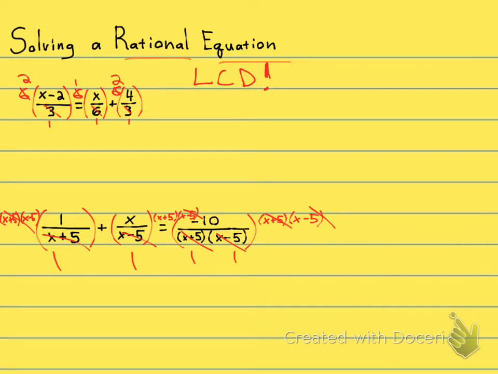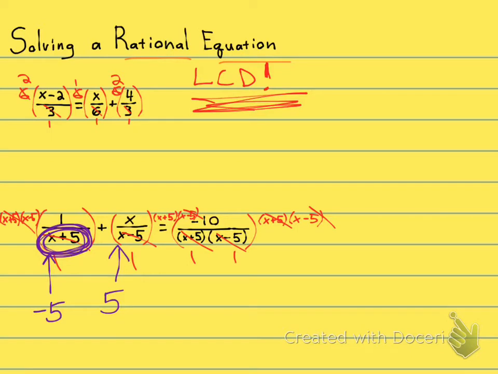The other thing that you need to know, besides the LCD, is that when you finish and you get an answer, you need to check that it does not give you a 0 in the denominator. So what kind of number would I not be able to plug in right here? I can't plug in a -5, because -5 plus 5 would give me a 0. What number would I not be able to plug in here? I can't plug in a +5. So you have to keep in mind the numbers when you get your answer that will not work because they'll give you a 0 on the bottom.